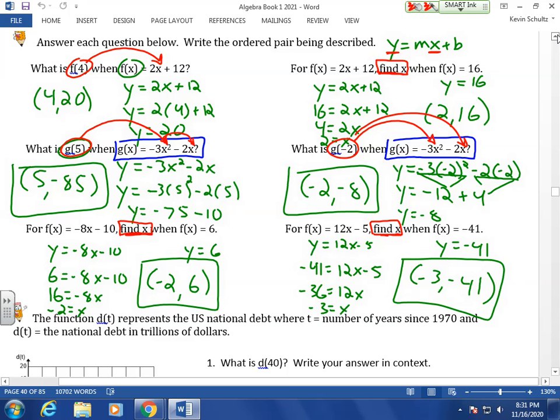So that's the equation piece of it. The other part of this that you'll see with function notation, and I'll leave the notes up here for a brief moment.